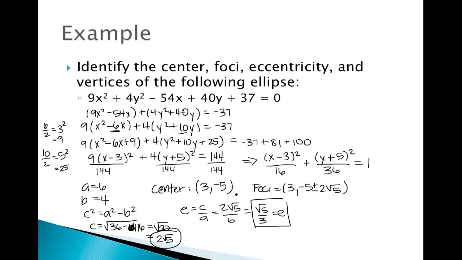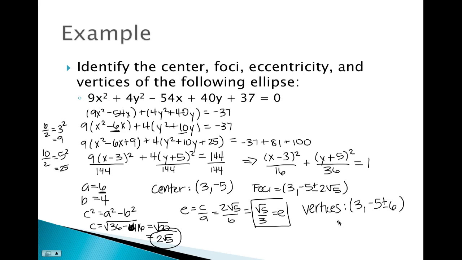The last thing that we need to find are the vertices. And remember, those are the endpoints of your major axis. So we know that our major axis has a length of 2a, which is 12 since a is 6. So we're just going to take this number right here and add this to our y coordinate of our center, because it's going to be on the y axis. It's a vertical line. So our vertices are going to be 3 comma negative 5 plus or minus 6.